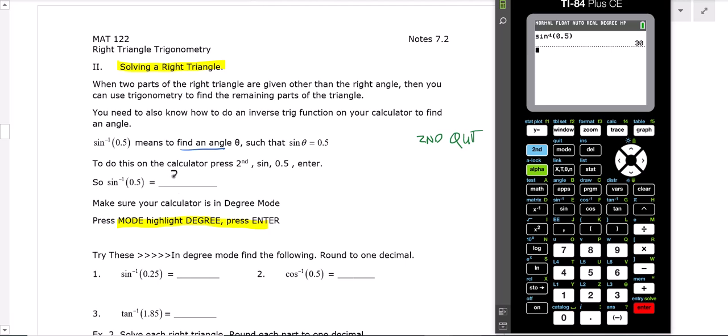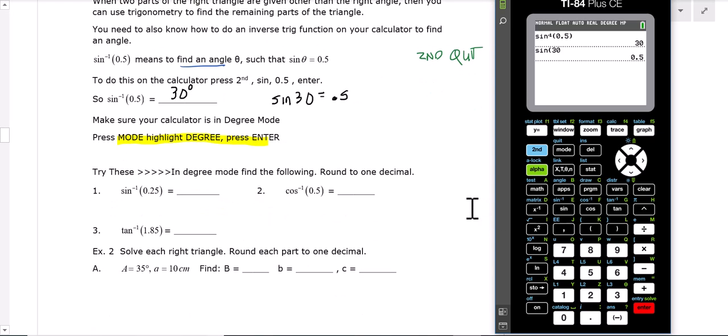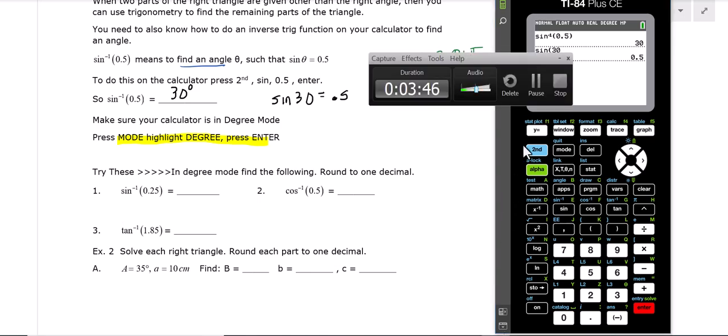So whenever you're doing an inverse trig function, you're actually looking for an angle. So what this means is the sine of 30 is the same as 0.5. If I just took my calculator now and did sine of 30, that would take you back to the 0.5. So you're doing everything in reverse when you're doing an inverse trig function. So what I want you to do, just do this real quick, is get your calculator, make sure you have it in degree mode, and then just type these 3 in right here, and then round to 1 decimal. So I'm going to pause and let you do that and check here in just a minute.